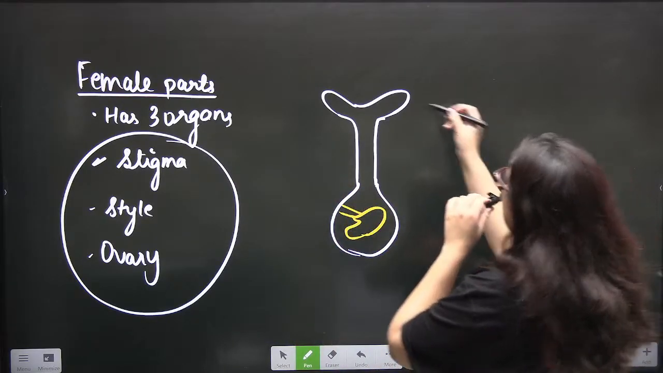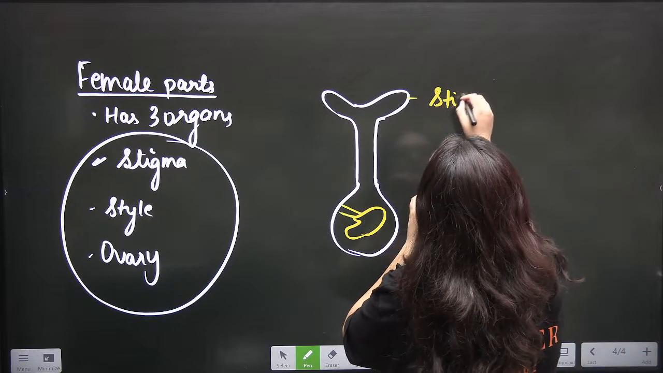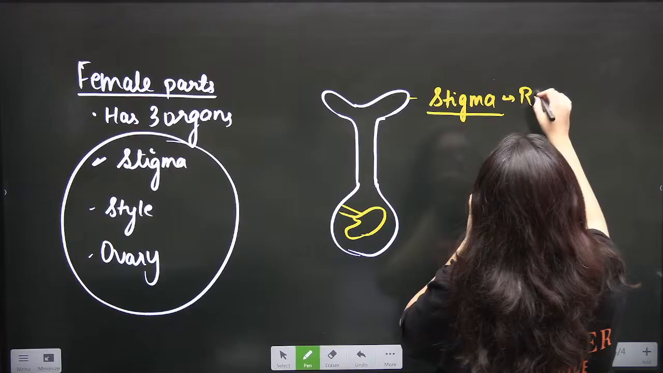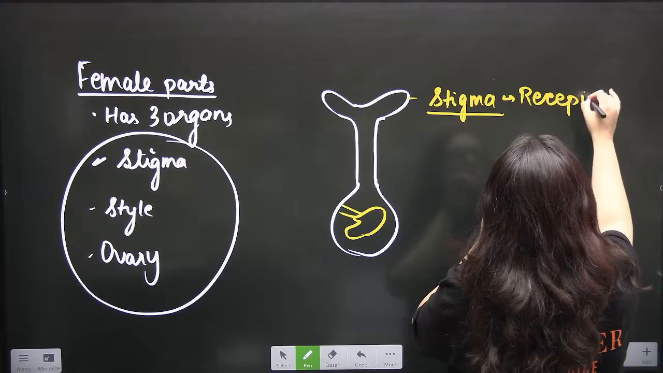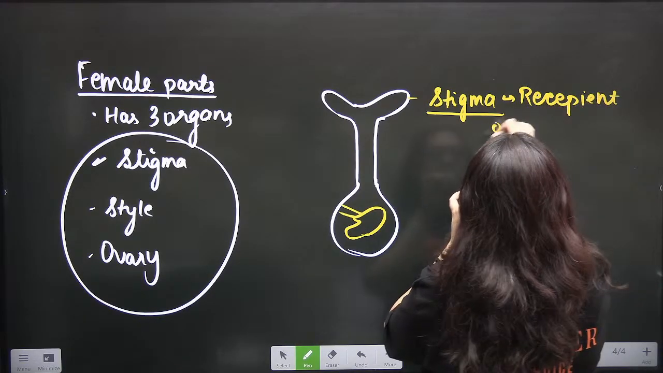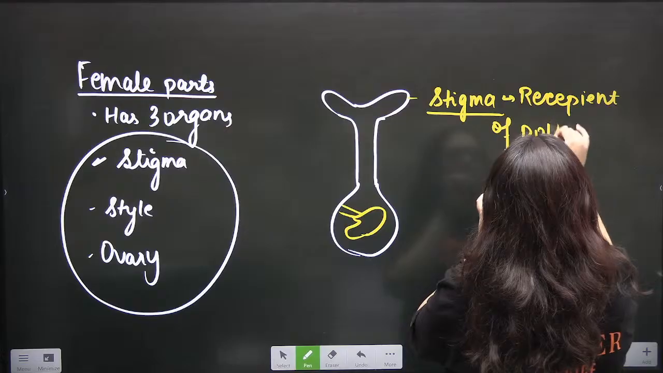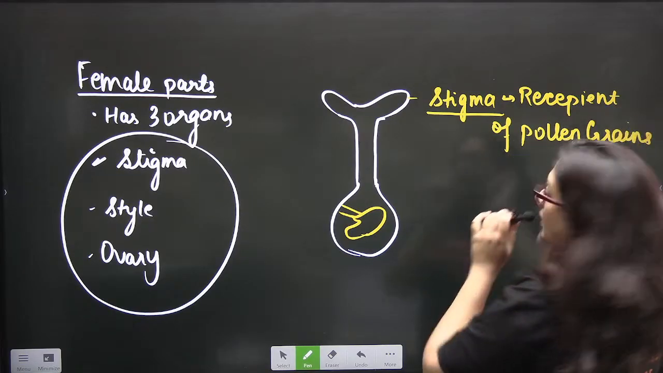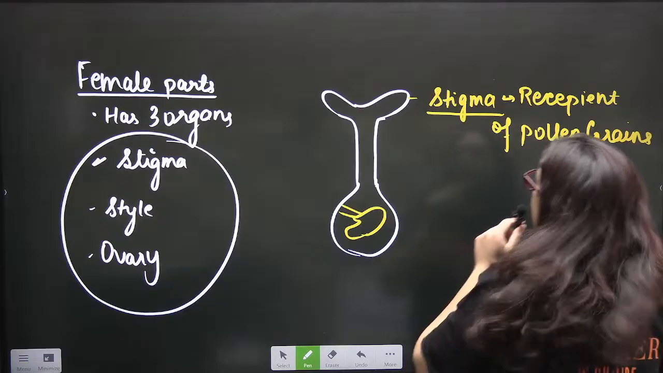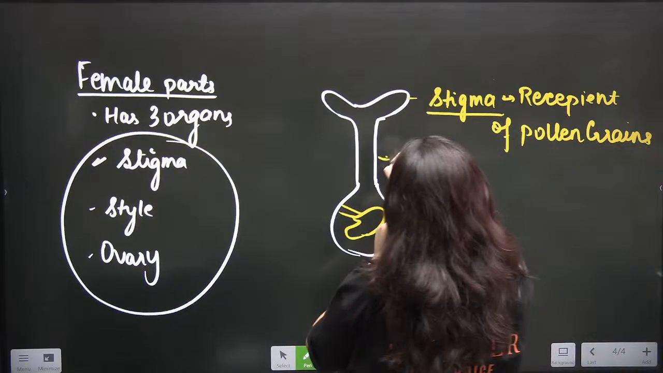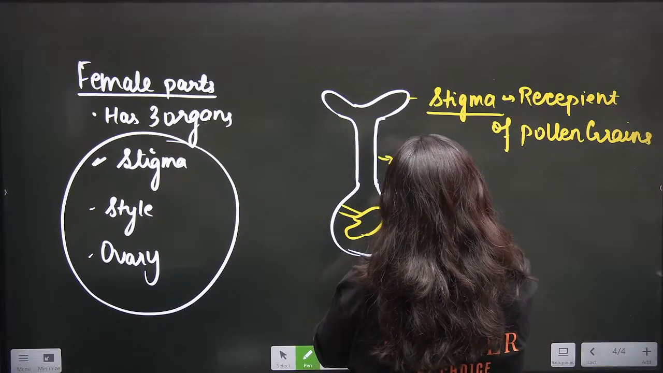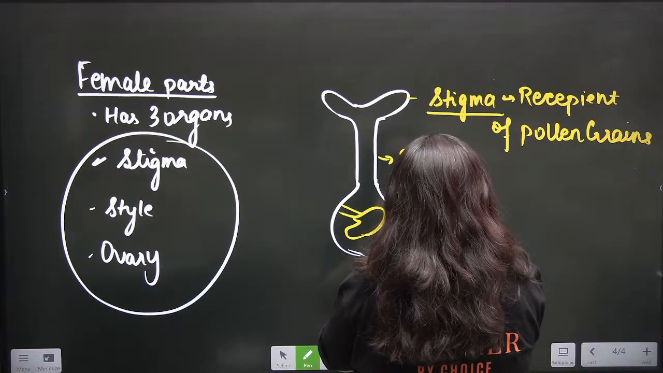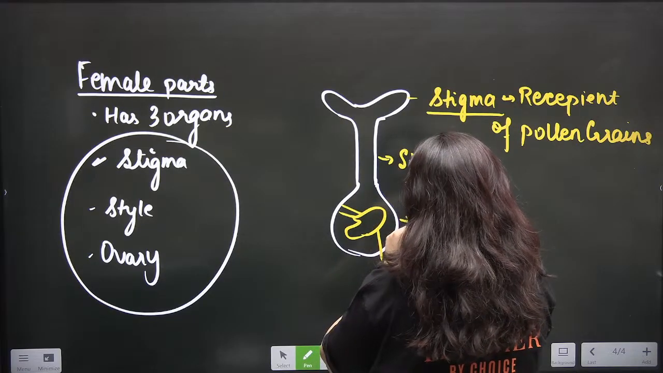Okay, so this is the stigma, recipient of pollen grains, style, and ovary. This is ovule.